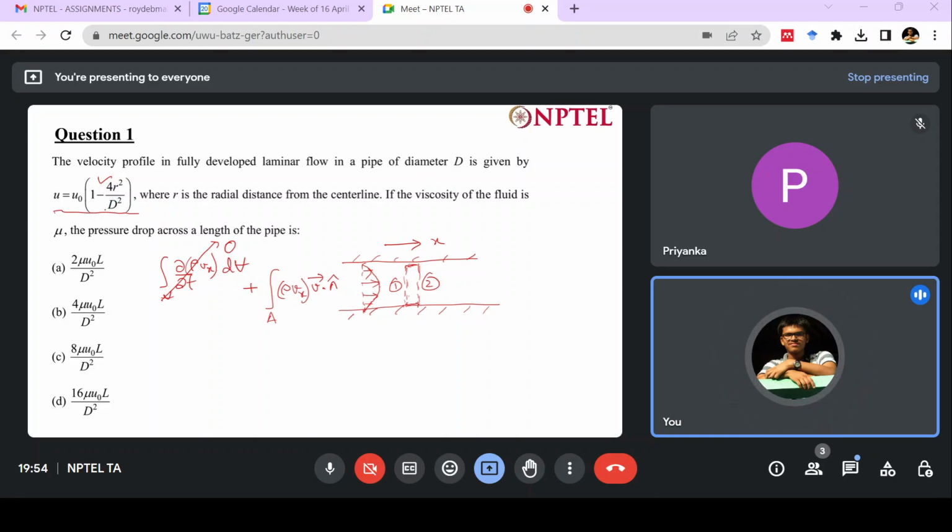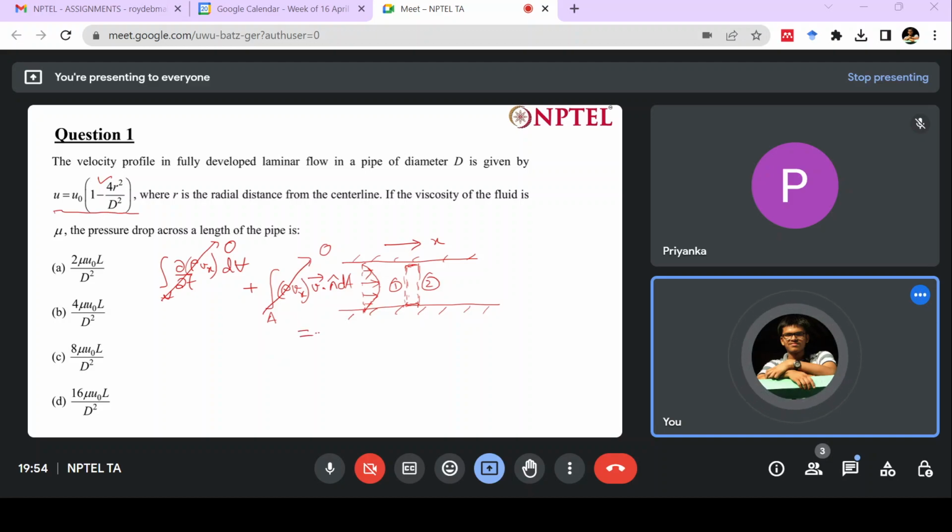This is an r-dependent profile. So if you change x, the profile does not change. The magnitude of the profile does not change. So the flux coming in from surface 1 will be equal to the flux going out from surface 2. Those two will cancel each other. We can already see that, and thus, if those two cancel each other, this term will also cancel.